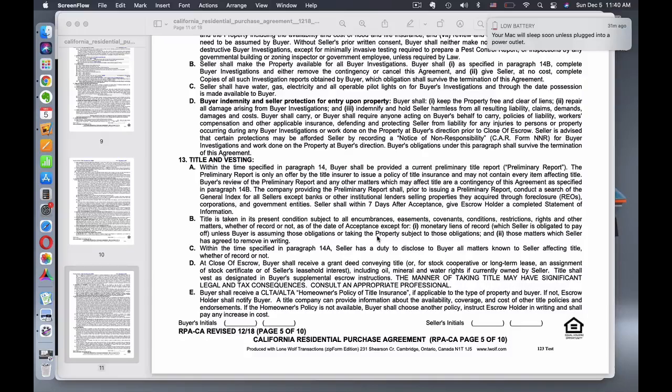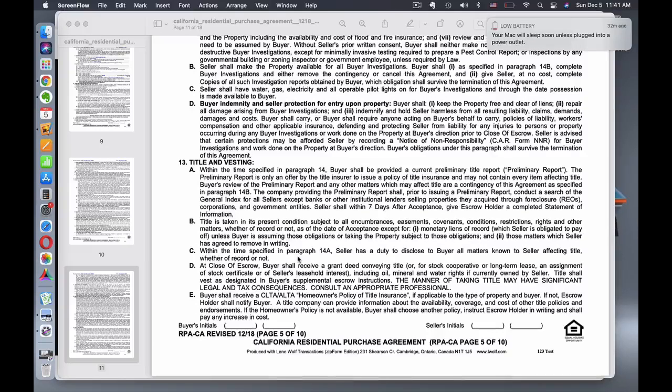That you're taking the title in its present condition. We will get a preliminary title report to review, so you can review any of those issues. Again, it keeps coming up that the seller's got to disclose to the buyer all matters known to the seller affecting title, whether recorded or not. So anything, or if there's a problem with, say, the neighbor claiming that there's a dispute over the property line, and the buyer, the seller and the neighbor know about this dispute, but the seller doesn't tell you about this. These are things that would affect the title of the property. The seller has a duty to disclose to you.